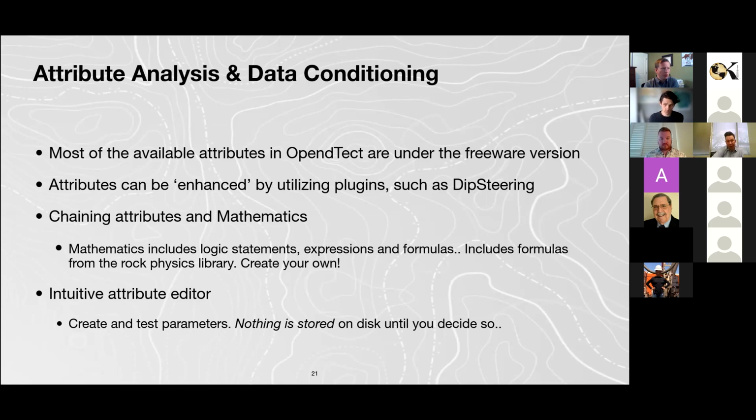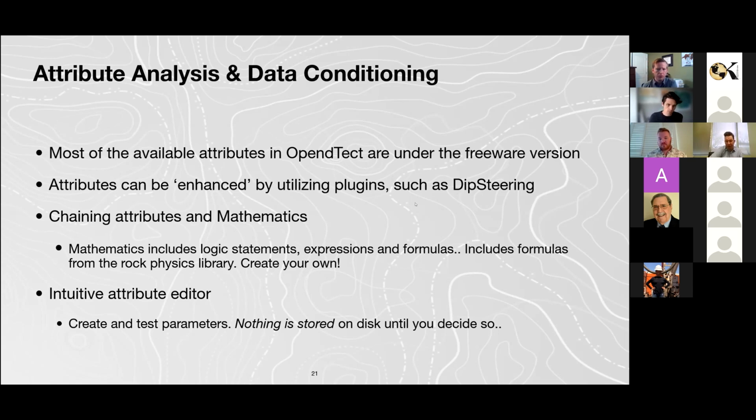Most of the attributes that are in OpenDetect are actually under the Freeware version. So there's a big list of attributes you can use in the free version of OpenDetect. Then these attributes can be enhanced by utilizing plugins such as dip steering mainly. We can steer the attributes to look along the grain of the geology instead of just along Z slices, for example.